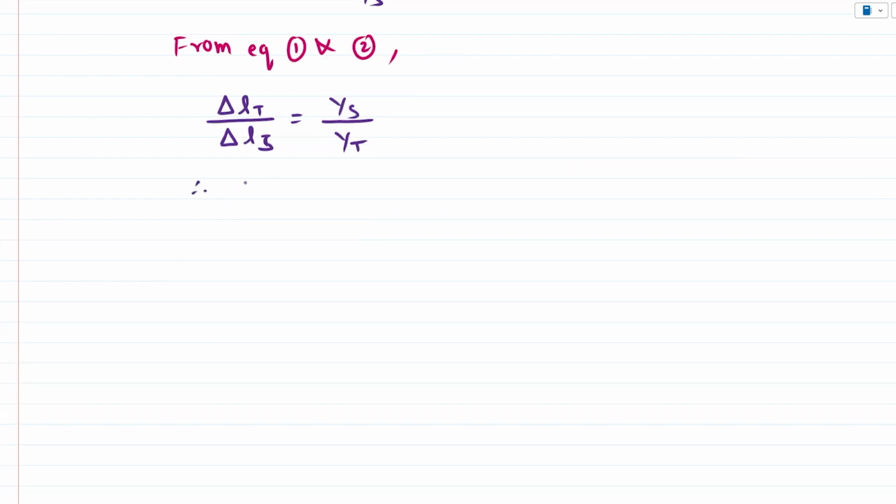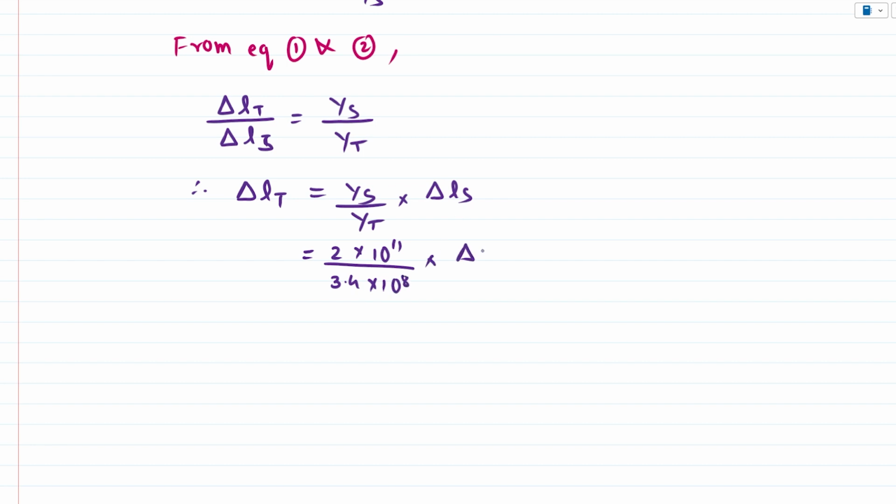Therefore, from this, I can say that extension in tungsten delta LT is Y of S divided by Y of T times delta LS, that is extension in steel. हमको Y of S और Y of T का वैल्यू दिया है, so let's substitute. Y of S is 2 into 10 raised to 11 and Y of T is 3.4 into 10 raised to 8. And let's complete the term, that is into delta LS.